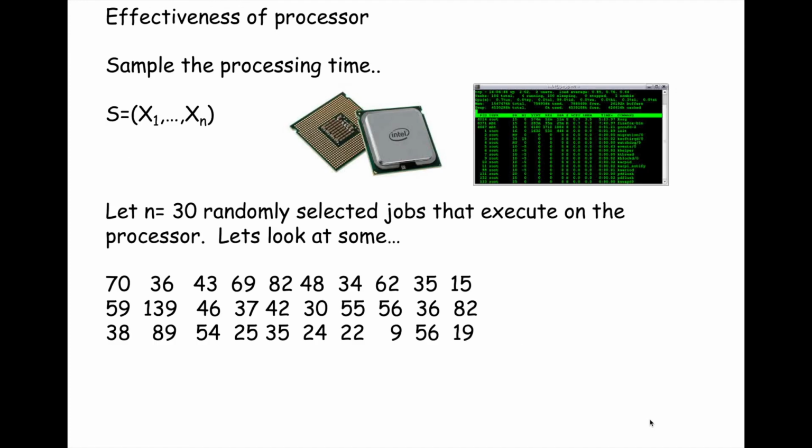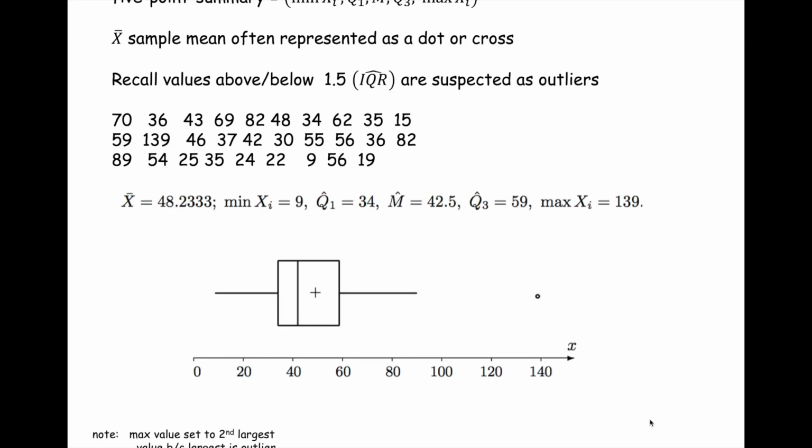And this uses the same data that we had talked about before, where we measured the CPU time of 30 different processes sampled from a system. And so using this box whisker plot, here we have the sample median. So let's go through the numbers here. So X bar, our sample mean, is 48 and change. So if you take this cross here and project it down, it's at 48.233. The minimum value is 9, right? So if you take this left-hand whisker, it extends out to 9.